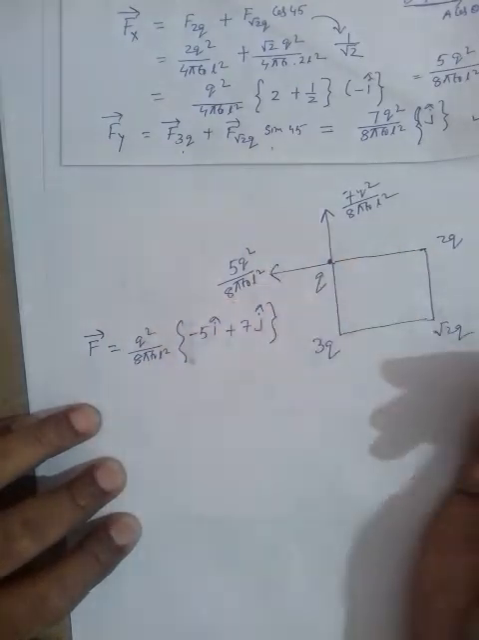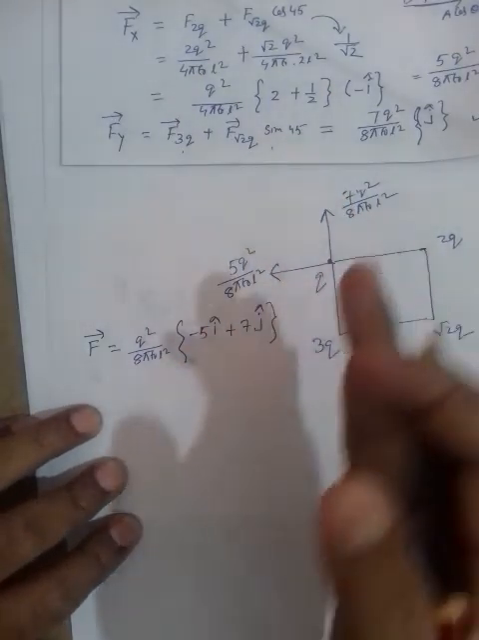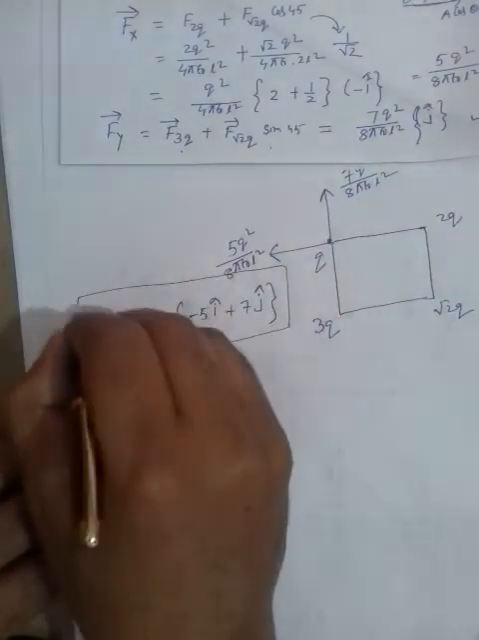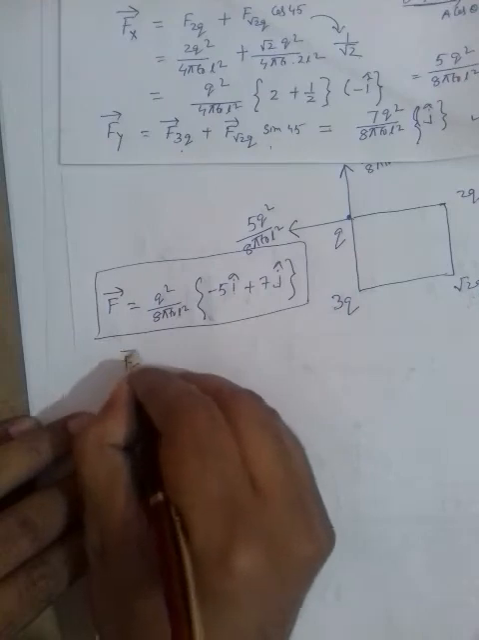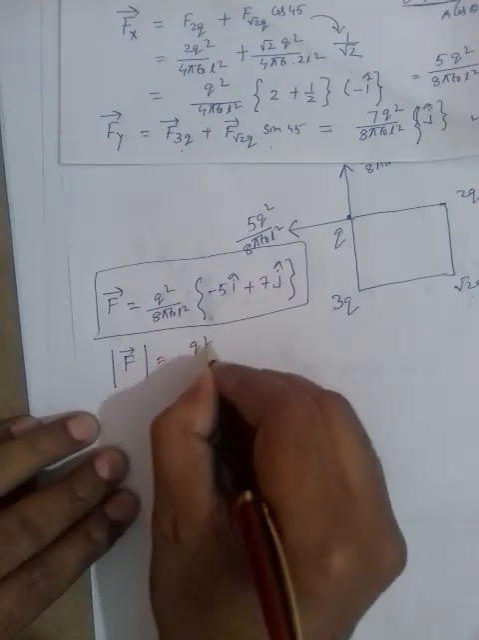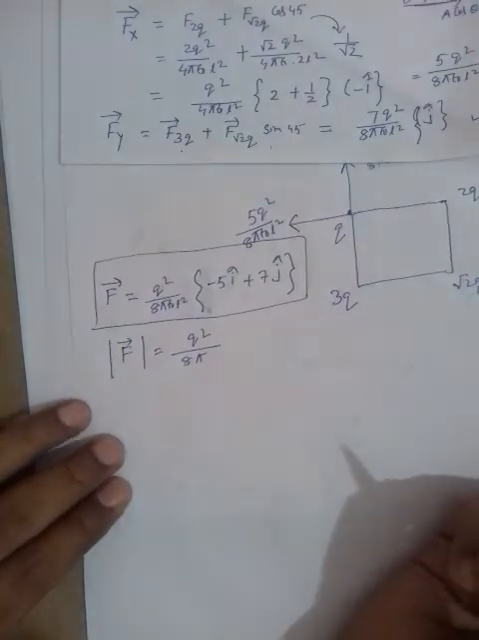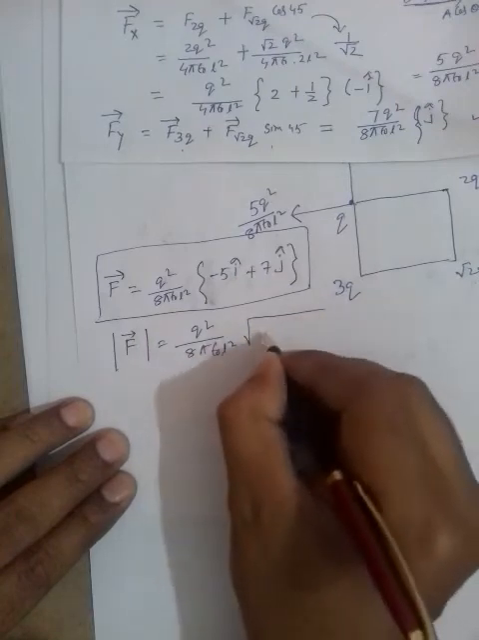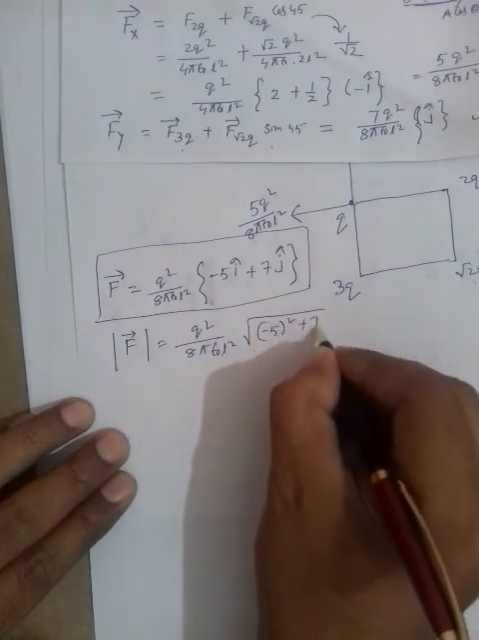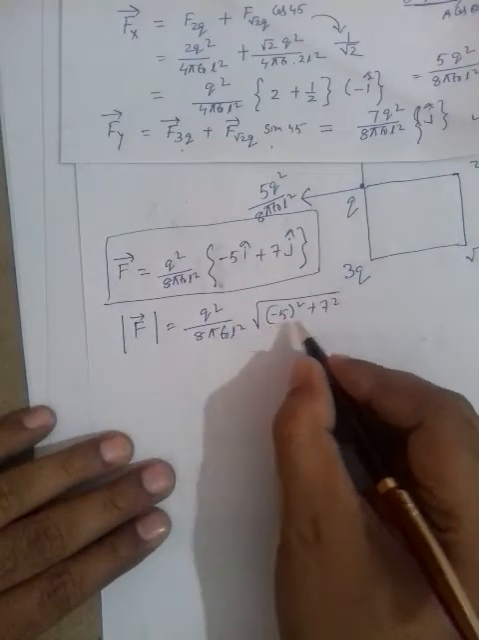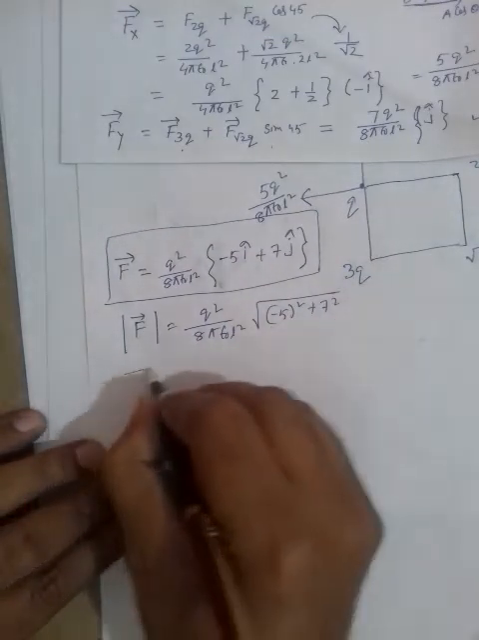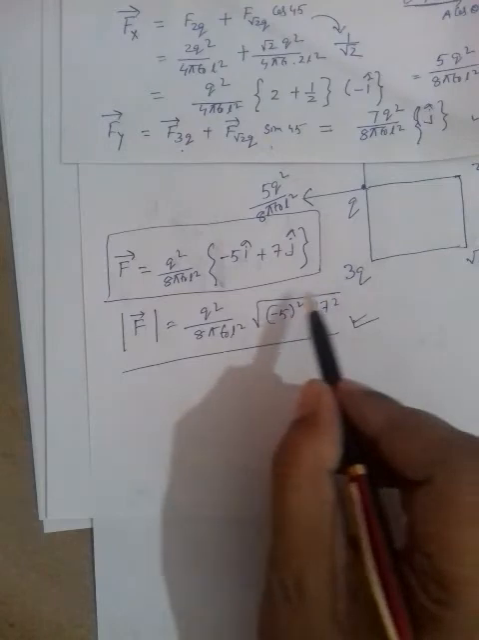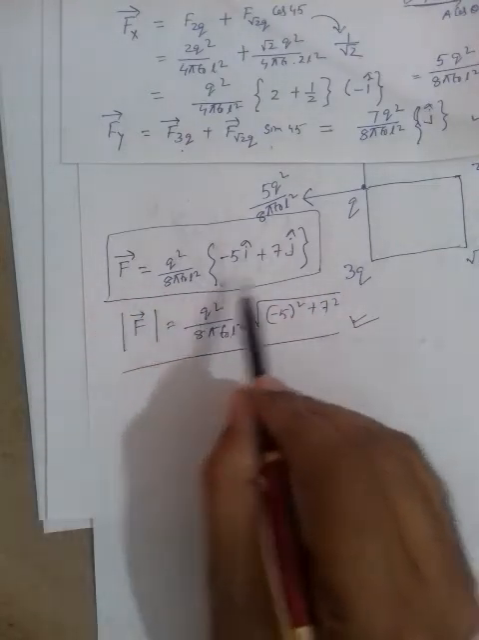Minus i cap, meaning in the opposite direction of the x-axis, j meaning along the y-axis, just upward and horizontally left side direction shown. So this is the result if you are interested in writing in vector. If you want to write the magnitude of force only, then q square by 8 pi epsilon naught L square, and the magnitude of this one is under root of minus 5 square plus 7 square. Minus 5 square meaning 25, 7 square meaning 49. So you can find the magnitude easily. So we can write in two ways. If you write in magnitude, this is the answer. If you write in vector, this is the answer.